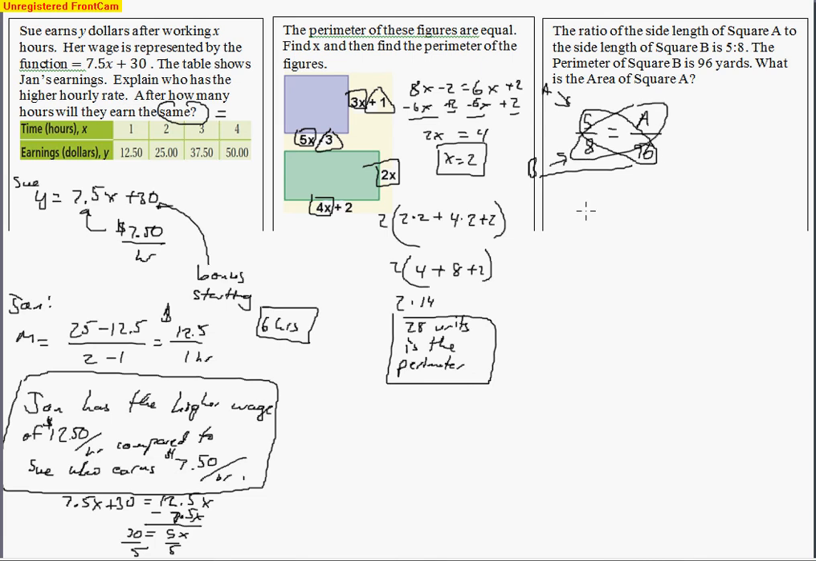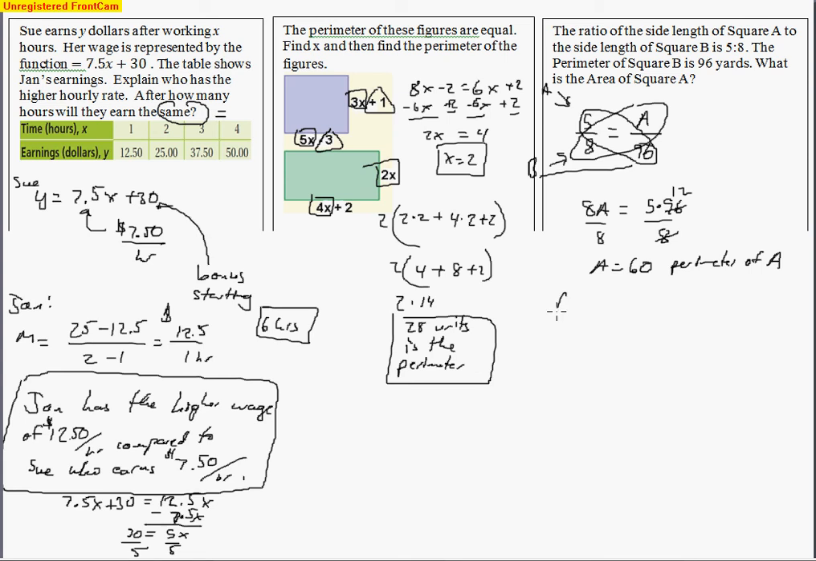So when I do that, I've got 8A equals, and I'm going to just write 5 times 96. So I go ahead and divide by 5, and I see 8 goes into 96. It makes 12, so A is going to end up being 60. I get that by doing 12 times 5. But this is the perimeter of A. So now they want to find the area of square A.